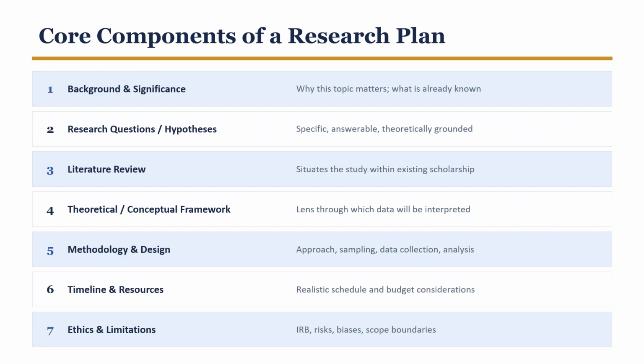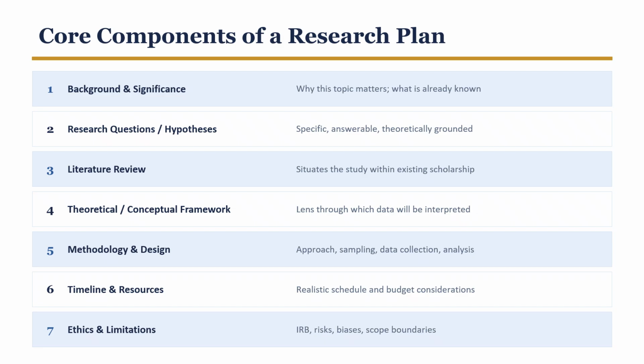You might want to take a picture or a snapshot of this, but these are the 7 parts of all research plans. Depending on your discipline, they may use different terminology, but virtually every research plan across humanities, social sciences, and natural sciences uses all 7 of these. And the order of these matters: background, research questions, the lit review, the theoretical or conceptual framework, the methodology, the timeline and resources, and then ethics and limitations.